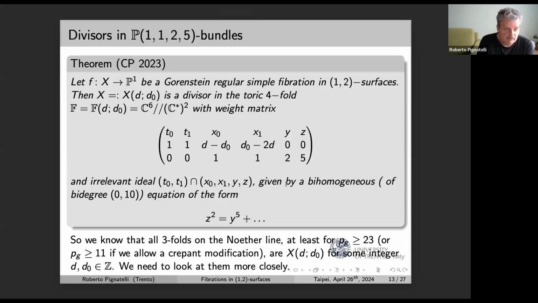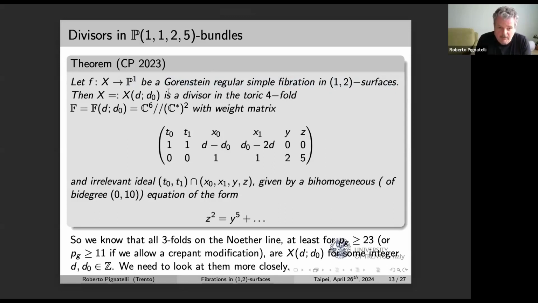Now, another theorem we proved with Steven is that if we take a simple fibration in (1,2) surfaces, and we further assume this to be regular, which forces the base to be P1, and I ask also Gorenstein, which we're going to discuss later. We should put also Gorenstein here. It's not going to be true if I remove this assumption. But if I put Gorenstein here, then this X gets embedded in a bundle.